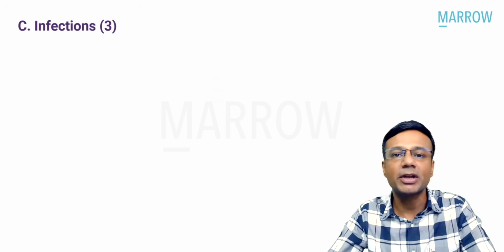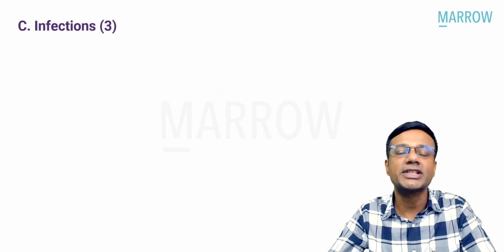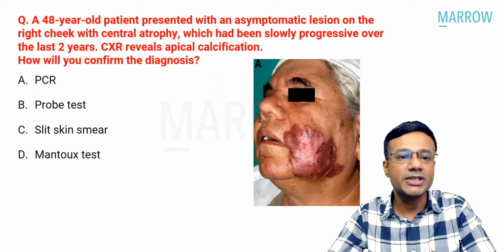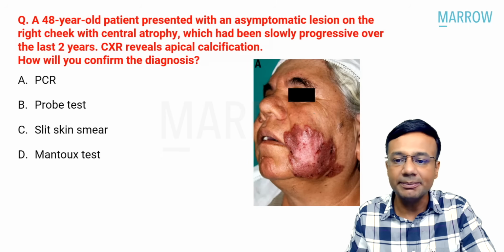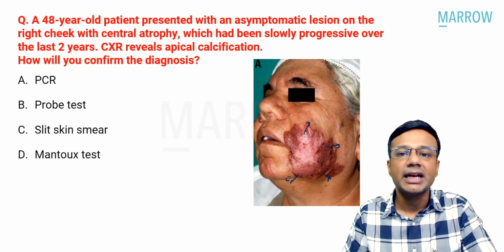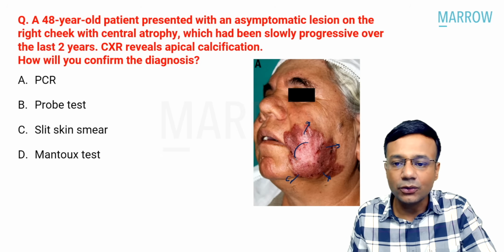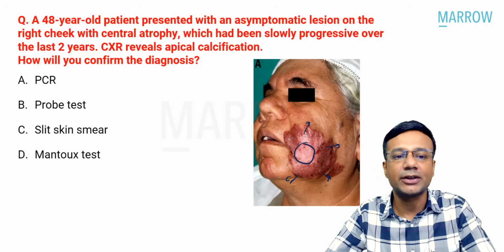We come to the next topic on infections. We had 3 important questions from the topic of infections. First question, a 48-year-old patient, asymptomatic lesion on the right cheek with central atrophy, which has been slowly progressive. So we see this plaque, which is slowly progressive, and there is central atrophy here. Okay, you can see there's a central atrophy.